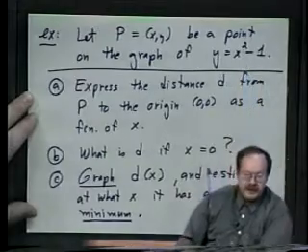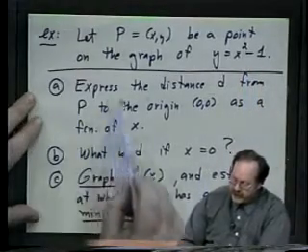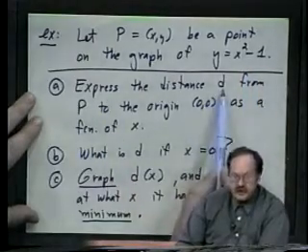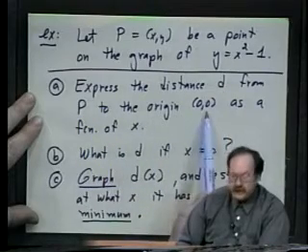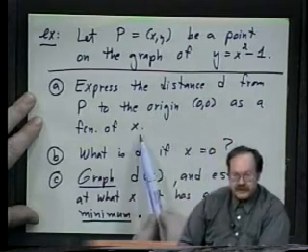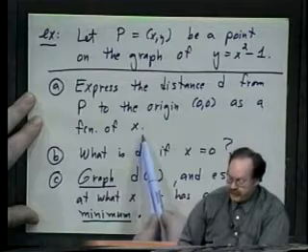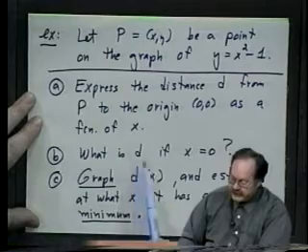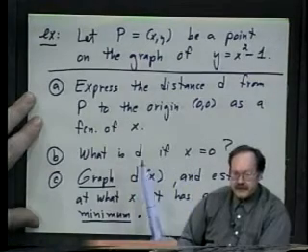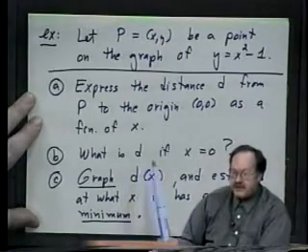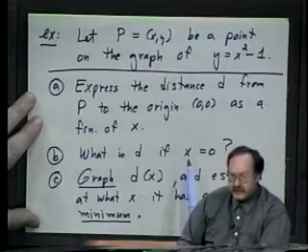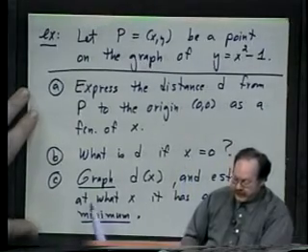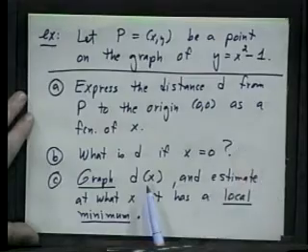Okay, what do I want to do about that? A, I want to express the distance, which I'll call d, from P to the origin, which is (0, 0), as a function of x. Okay, that's one of the things I need to do. Then what is d if x is 0? So I'm being asked for a specific d value when the x value in the function is 0. Okay. Finally, down here, I want to graph d of x.